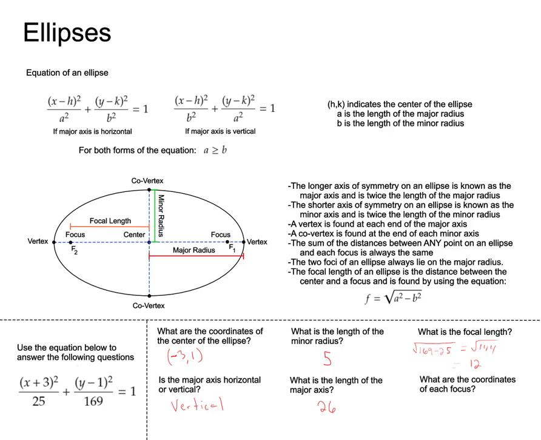What are the coordinates of each focus? We know the focal length is 12. We also know the center of the ellipse is found at the point (-3, 1). We also know that the major axis is vertical. So we should start at the point (-3, 1) and travel vertically a distance of 12 units in both the positive and negative direction. That would give us (-3, 13) and (-3, -11).